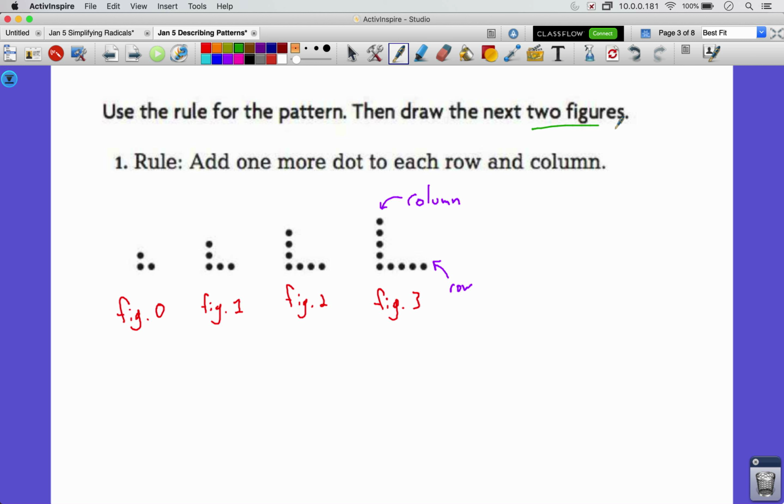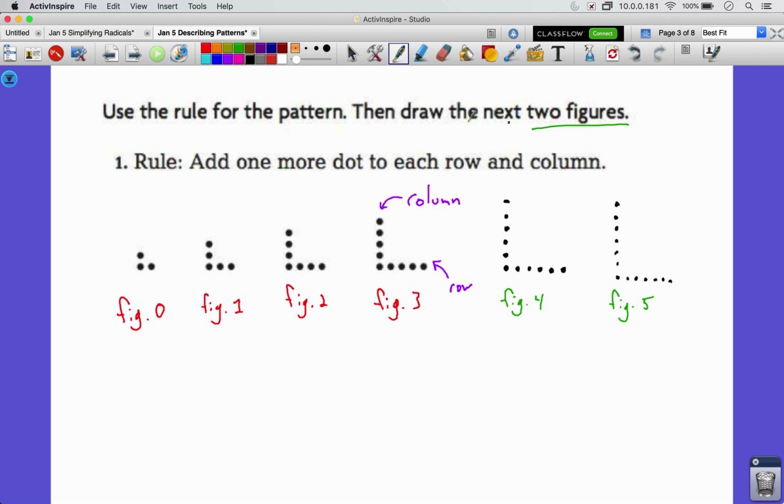All right, we want to draw the next two figures. So figure 4, let's count up the dots. This one's got 1, 2, 3, 4, 5 in the first row. So we want to start with 1, 2, 3, 4, 5, and then add one more. All right, and then it's 5 tall. Now it's going to be 6 tall. So 1, 2, 3, 4, 5, 6. And then in figure 5, it's going to be 7 tall, 4, 5, 6, 7, and this bottom row will also contain 7.